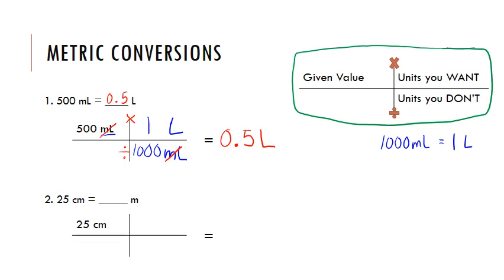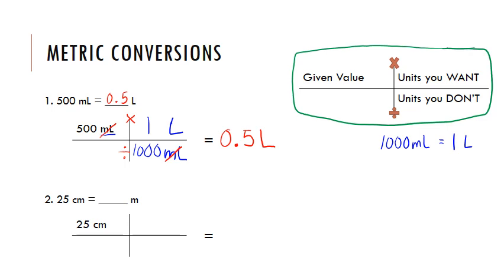So it's half a liter, which makes sense. If 1,000 milliliters is 1 liter, half of that, 500 milliliters, is half a liter, or 0.5 liters. So this method gives us a way of setting up our problems to ensure that we're getting our units to cancel properly and making sure that we're doing our math correctly.